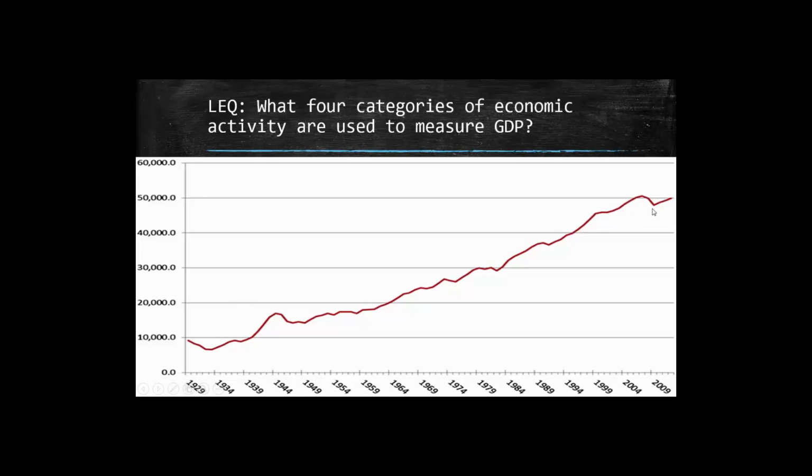Now, take a look way over here. We're right at about 2008, 2009. What happened in 2008, 2009? A recession. So even though we went through a recession, overall GDP performance has increased.